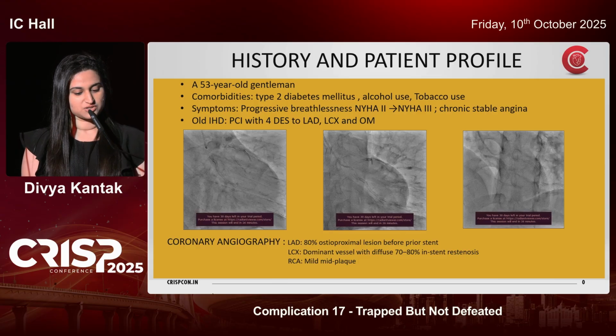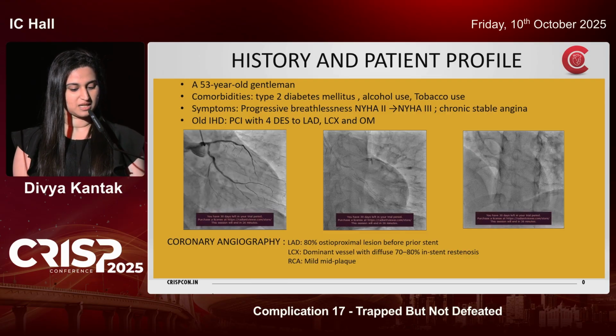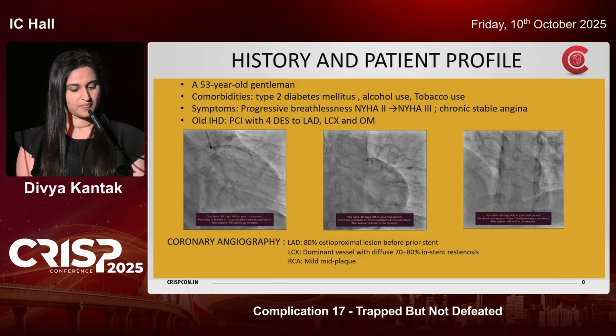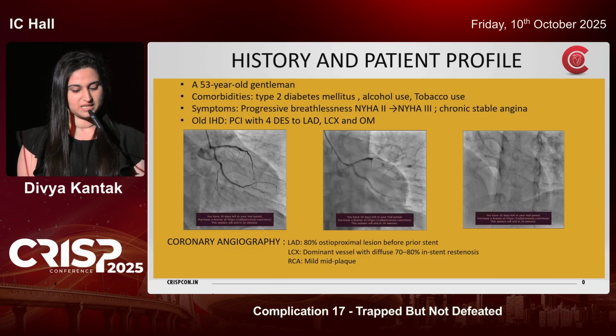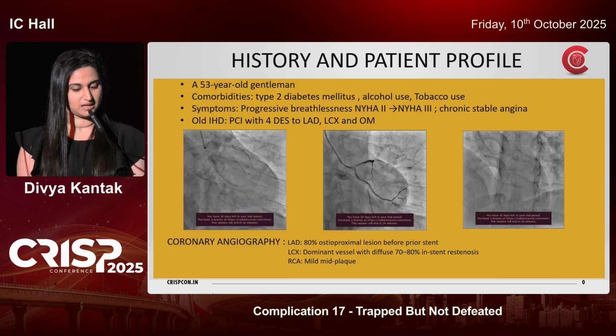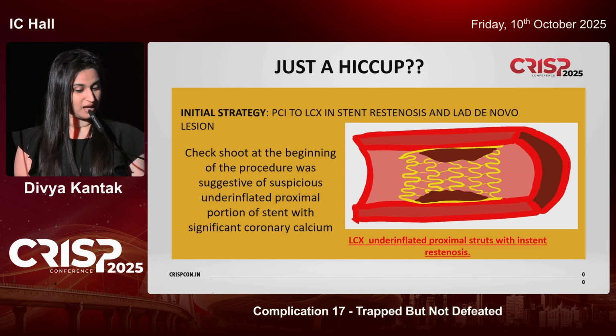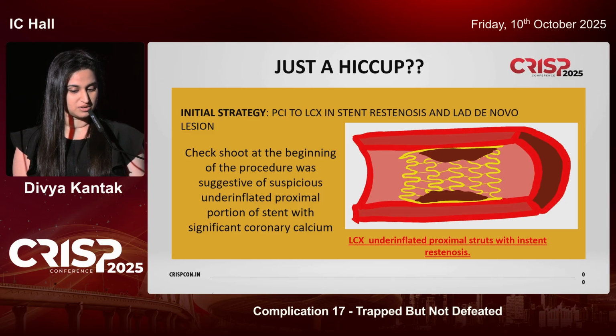We did a repeat coronary angiography for him, which, as seen, shows an 80% ostioproximal de novo lesion in the LAD before the prior stent, and a diffuse 80% in-stent restenosis in the dominant LCX. Our initial strategy was simple. We planned a dual vessel PCI, tackling the in-stent restenosis in the dominant LCX first, and then targeting the de novo lesion in the LAD.